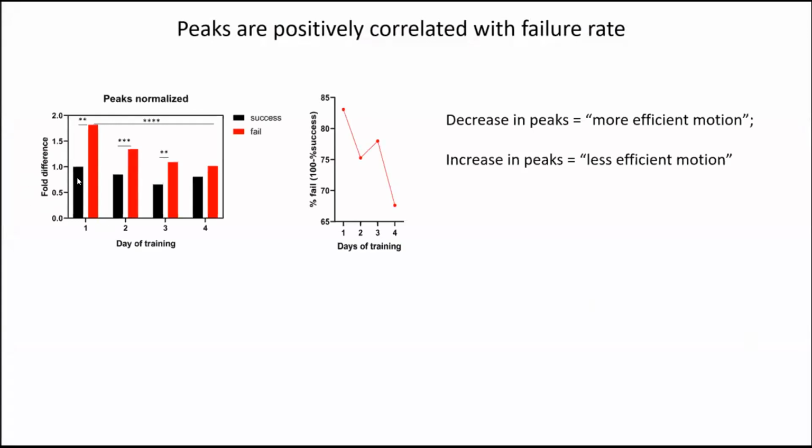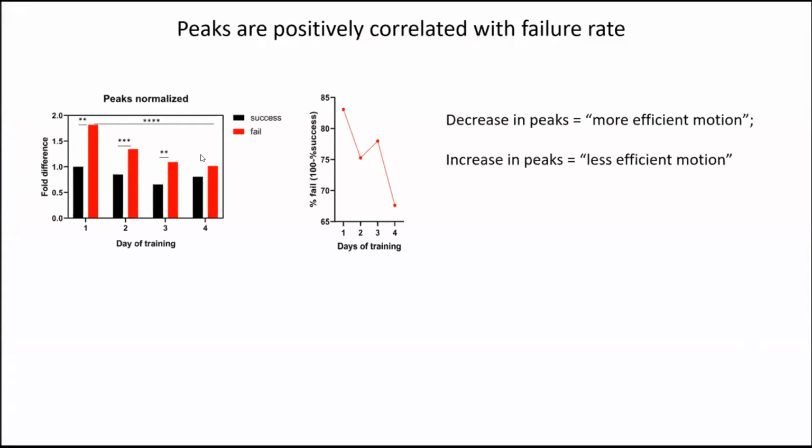Here I am showing you the average number of peaks for successful reaches in black and failed reaches in red. All of the data is normalized to the first day of success, so you're looking at fold differences between success and fail. What we see is a significant fold increase in peaks in failed reaches, and this is consistent across training. However, as we continue with training around day 4, there is no significant change in peaks.